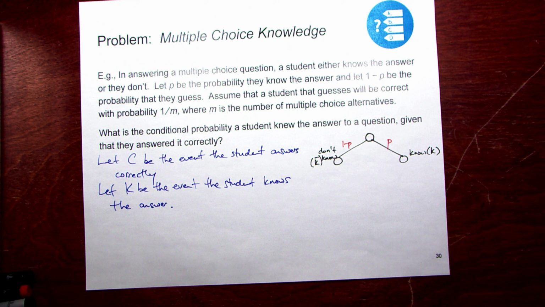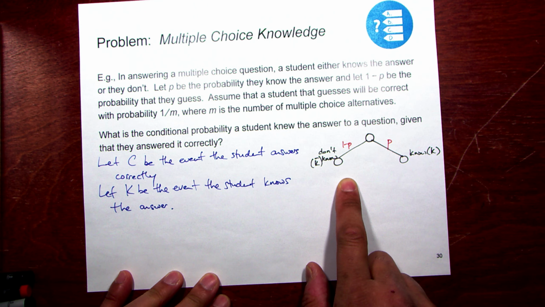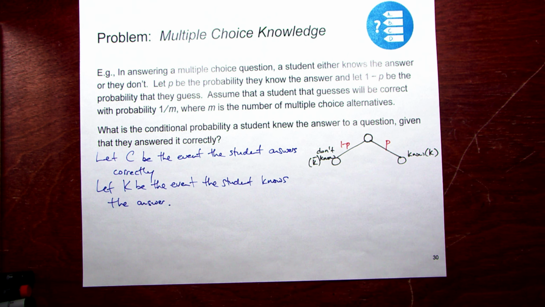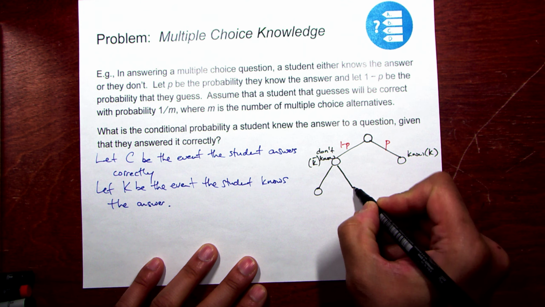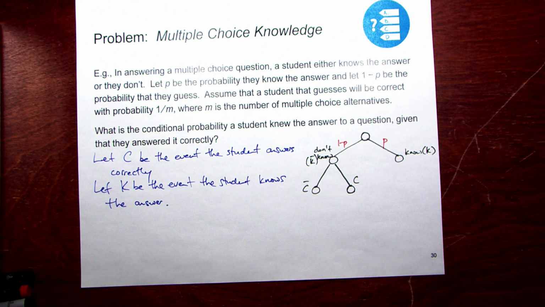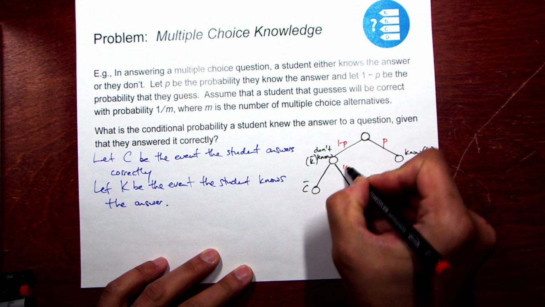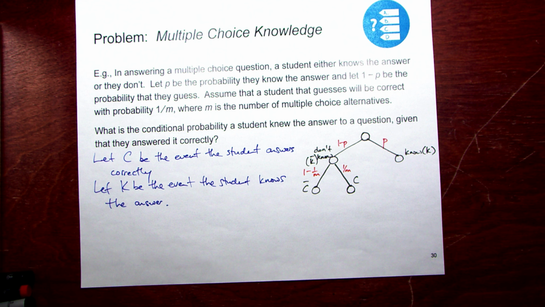The next thing that happens is they answer the question, and they either get it correct or they don't. So question for you, what should I draw off of this node here, the left-hand node in the diagram? How should I complete the tree? Correct or incorrect. One branch is correct, the other is incorrect. I'll put C and C bar. And what probability for each? Yeah, 1 over M, and 1 minus 1 over M, which is M minus 1 over M.